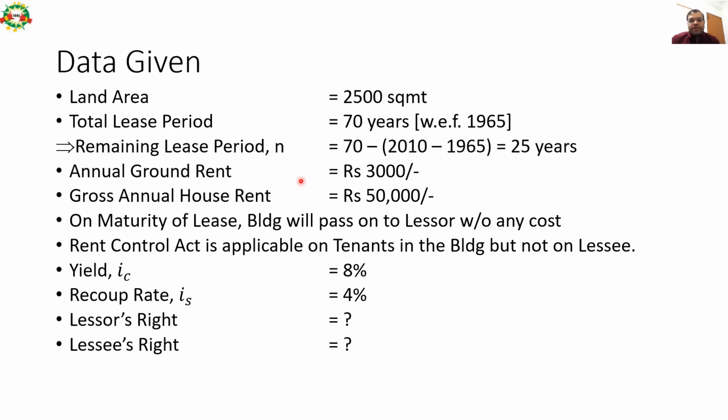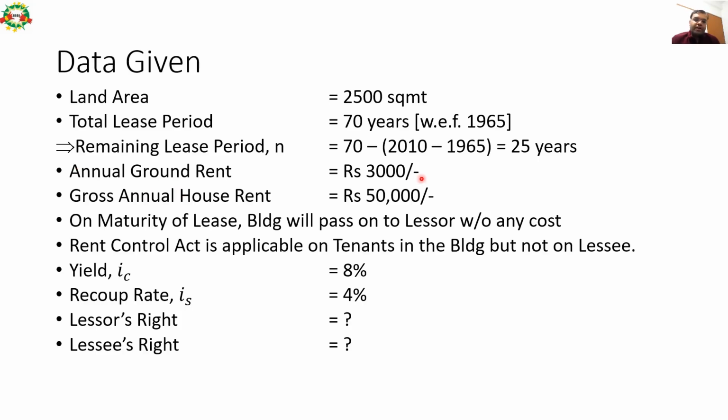So again, data given in the question is that land area is given, total lease period is given as 70 years with effect from 1965. So remaining lease period we can calculate. It is an important term. So 70 years is the total lease period minus 2010, and 1965 was the commencement of the lease period. So 25 years is the remaining lease period of the lease.